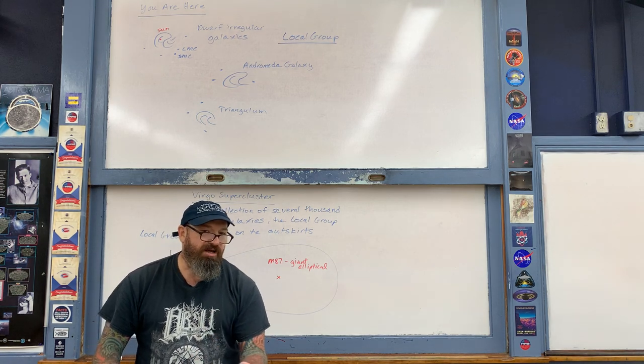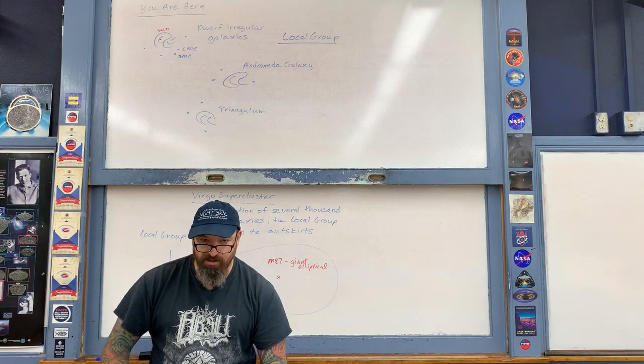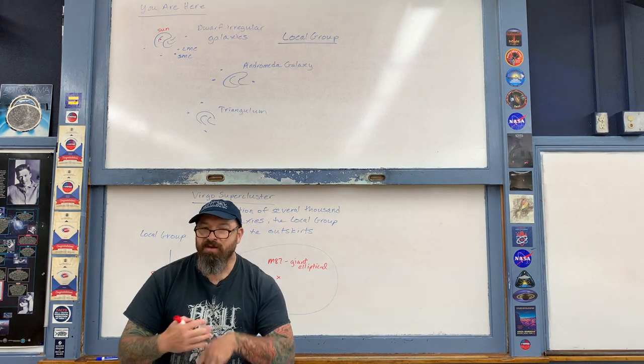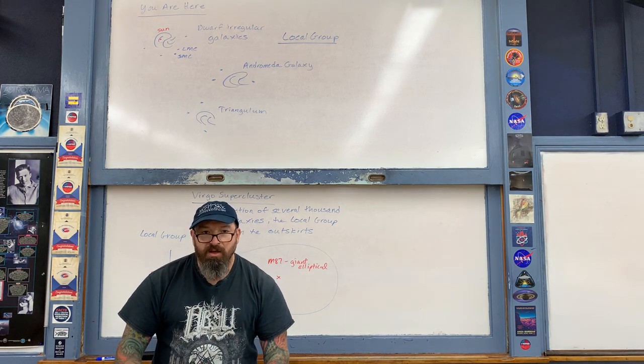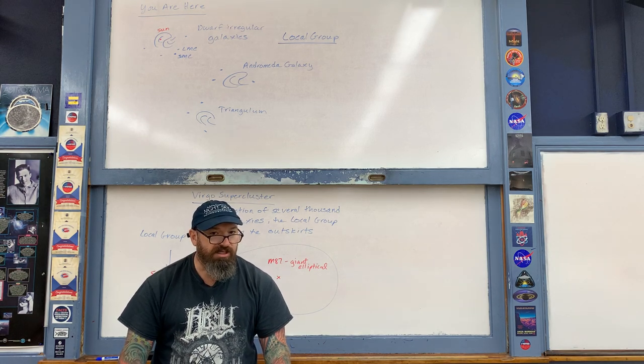We believe that giant elliptical galaxies form from the collision of spiral galaxies. When spiral galaxies collide together, ultimately they gravitationally disrupt each other. When this happens, ultimately, there is a huge amount of star formation that takes place in a relatively short period of time.